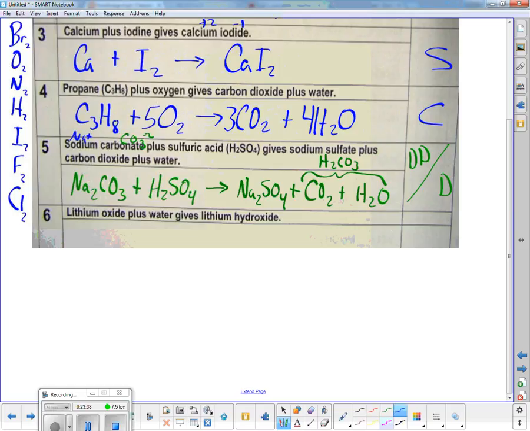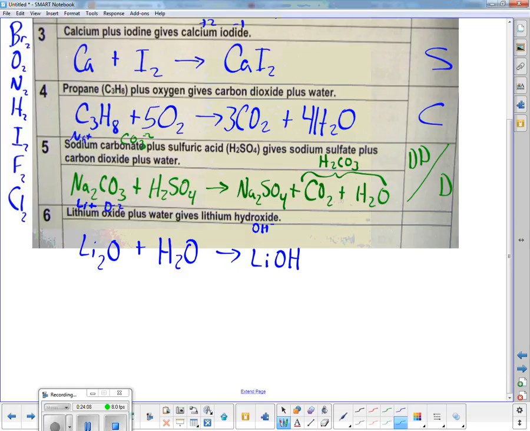The last one here, lithium oxide. Lithium is Li with a plus 1. Oxide is oxygen with minus 2. So we're just going to go Li2O plus water. We all know that, H2O, gives lithium, and hydroxide is an OH minus, so LiOH.